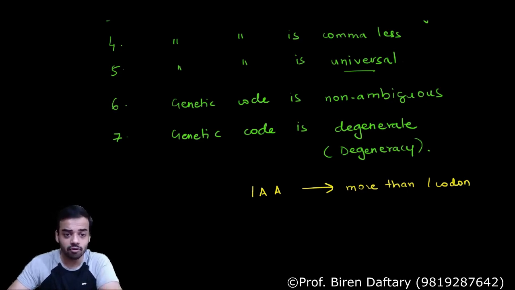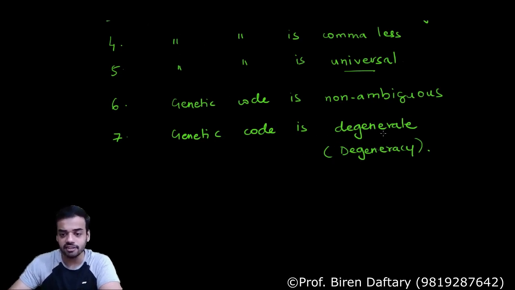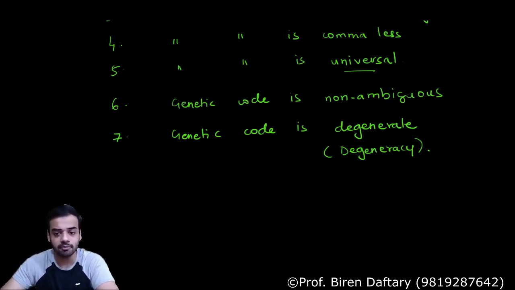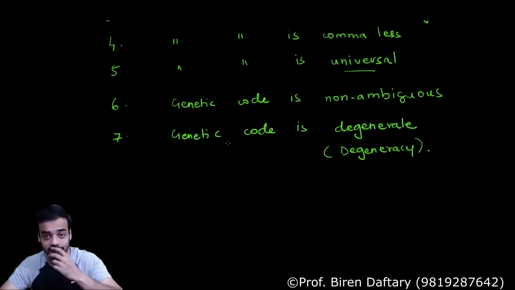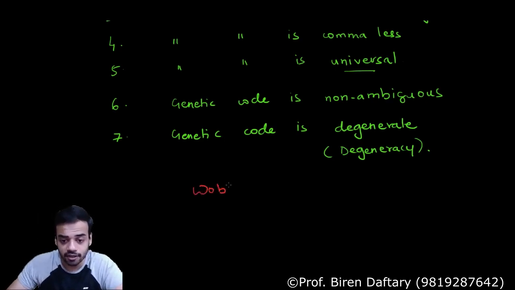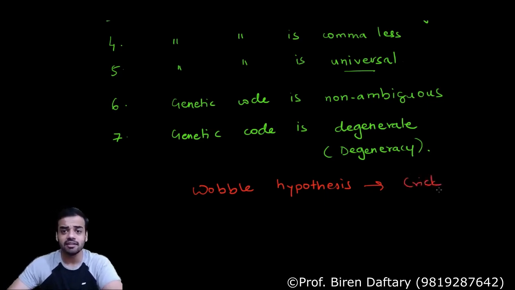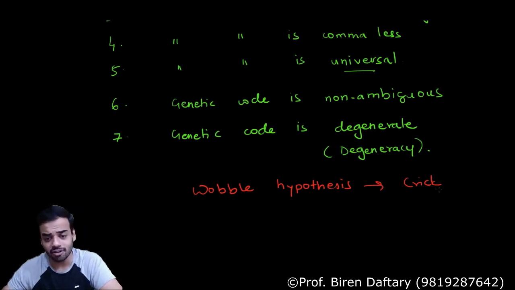Clear? Now in the book, in this point number 7, wherever they have given this point about degeneracy, they have basically said that the genetic code follows the wobble hypothesis. Now this is a different hypothesis that is given in your book. What is the wobble hypothesis? This hypothesis was given by Crick, F.H.C. Crick, the person who discovered the double helix along with Watson.